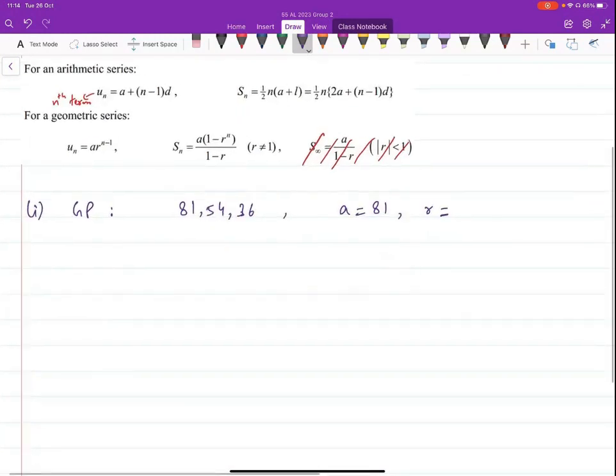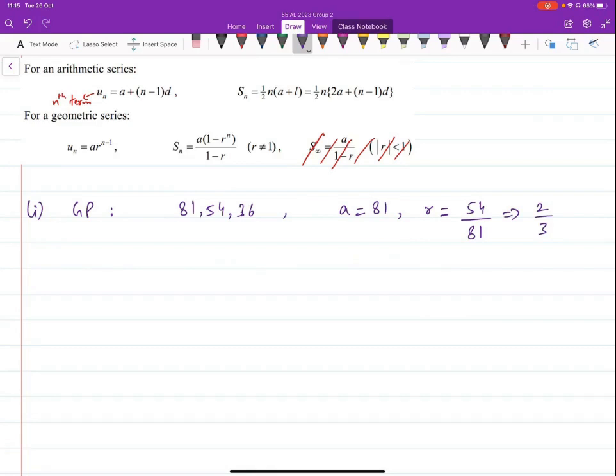We say the next term divided by the previous term, right? So कोई भी दो consecutive terms ले लें. Divide them. So if I take these two terms, I say 54 divided by 81. That's my ratio, and that gives me 2 over 3. Okay, so we've got the value of A, we've got the value of R.